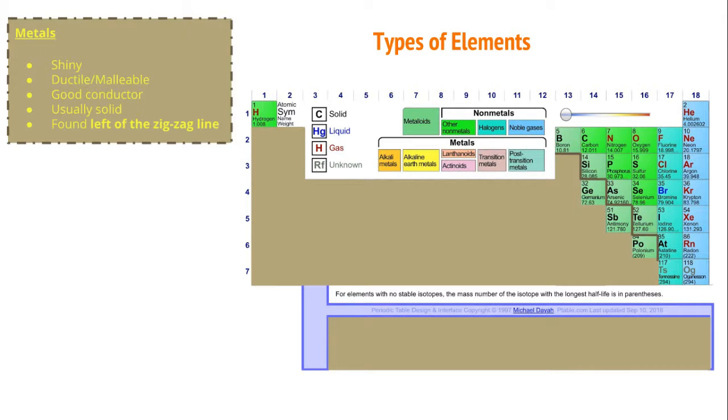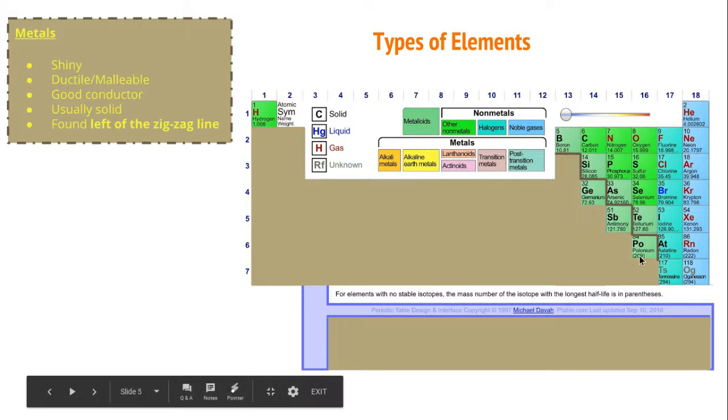They're usually shiny, ductile, and malleable. They're often good conductors of electricity and heat. They're usually pretty solid at room temperature, and they're found left of this solid zigzag line that you'll find on most periodic tables.